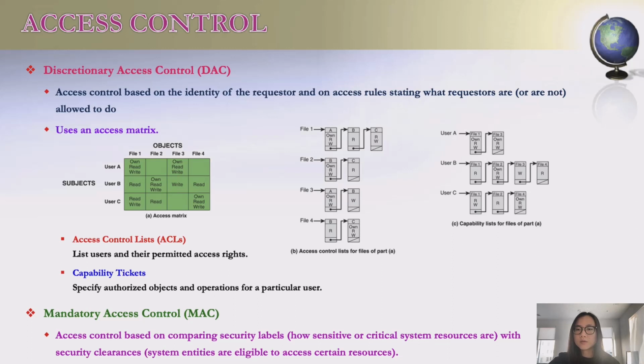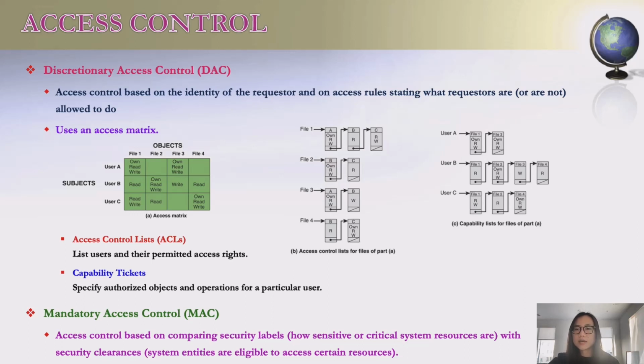A general approach to discretionary access control is to use an access matrix. One dimension of the matrix consists of identified subjects that may attempt to access the resources, whereas the other dimension lists the objects that can be accessed. Therefore, each entry of the matrix indicates the access rights of a particular subject for a particular object.